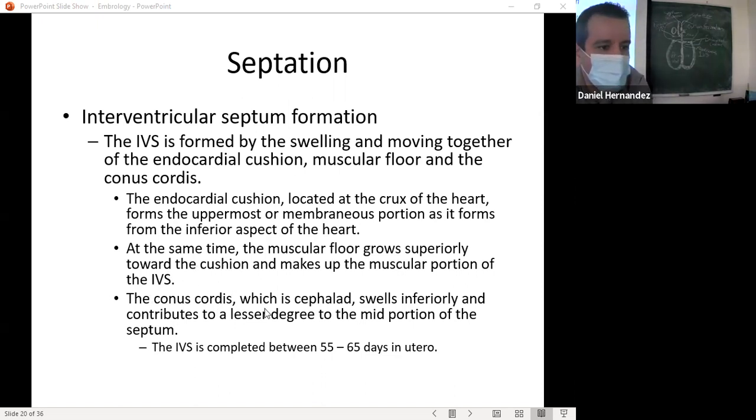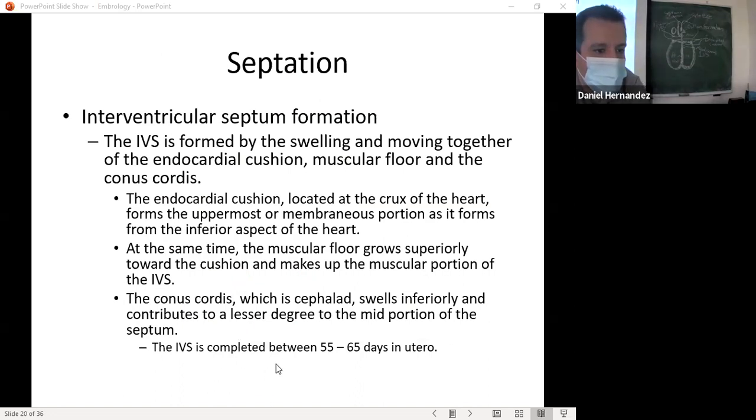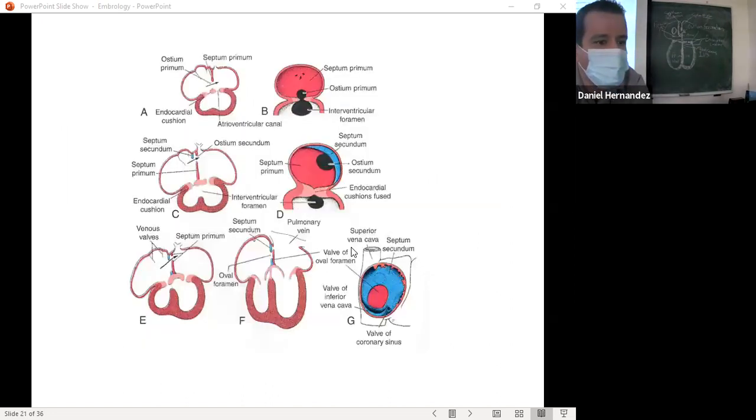The conus cordis, which is cephalad, swells inferiorly and contributes to a lesser degree to the mid portion of the septum. So the intraventricular septum is completed between 55 and 65 days in utero.